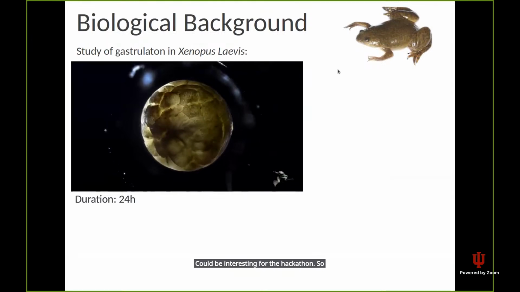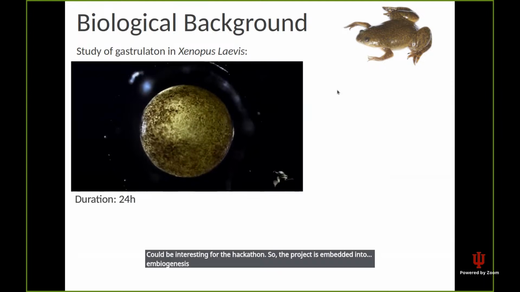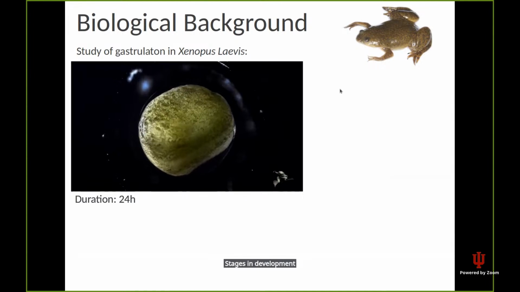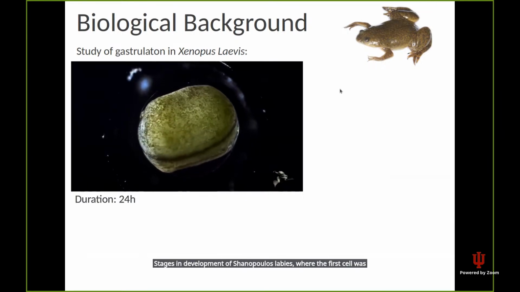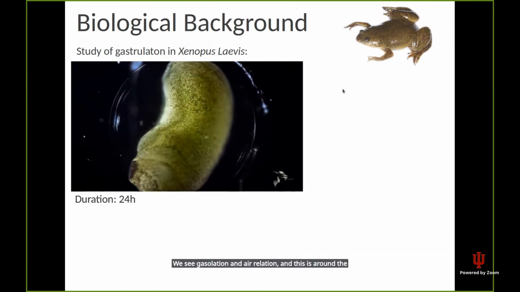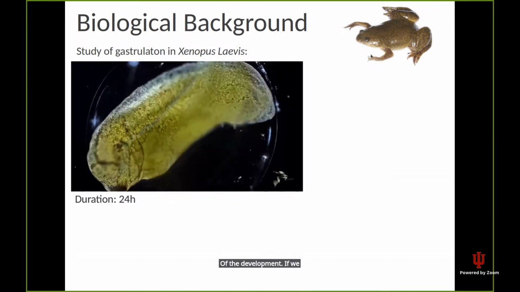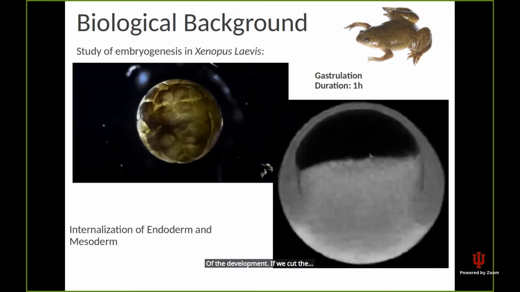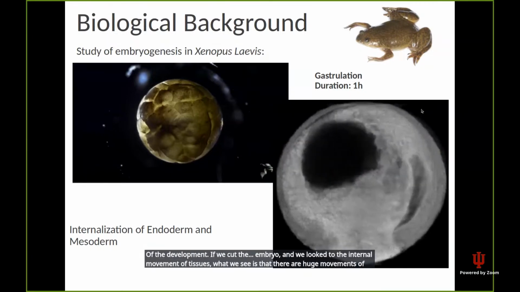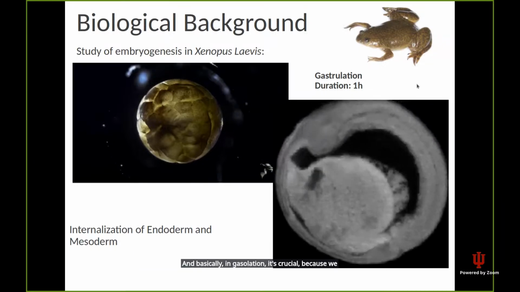So the project is embedded in embryogenesis and developmental biology. Here we were seeing the first stages in development of Xenopus laevis, where the first cell was dividing, and then we see gastrulation and neurulation, around the first 24 hours of development. If we cut the embryo and look at the internal movement of tissues, we see huge movements of different tissues. In gastrulation, it's crucial because we internalize the endoderm and mesoderm tissue.